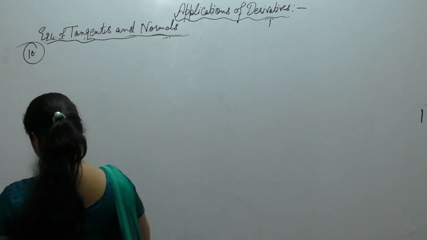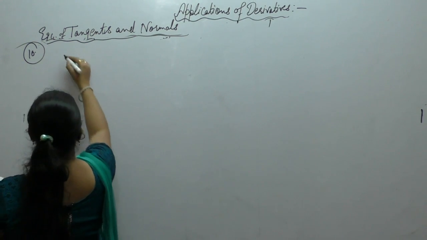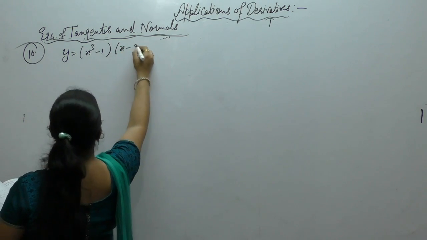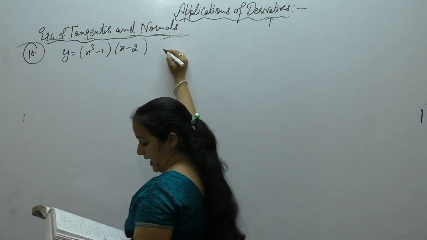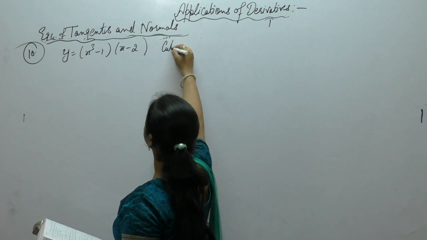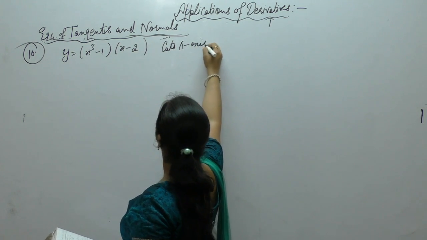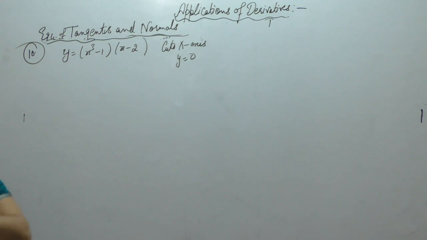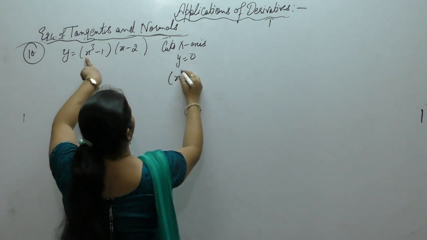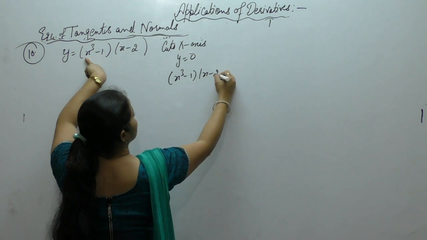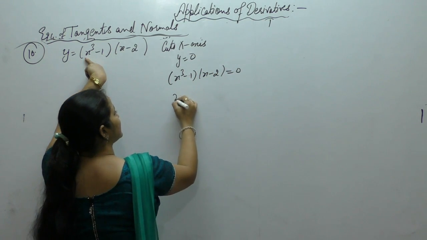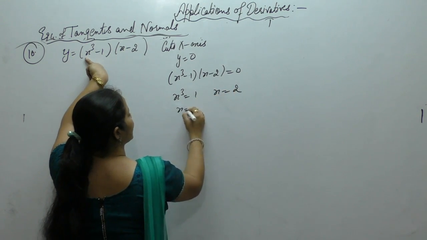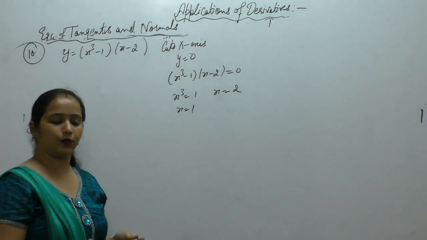Now the next one is, find the equation of tangent to the curve y is equal to x cube minus 1, x minus 2 at the point where it cuts the x-axis. Cuts x-axis means y is equal to 0. So put y is equal to 0, x cube minus 1, x minus 2. We can write it as, so x is 1 or x is 2.